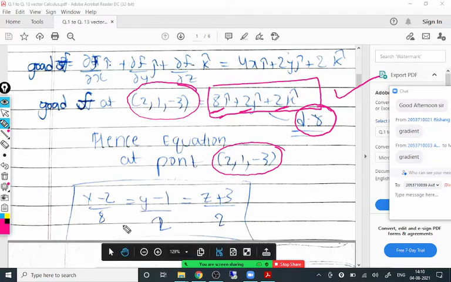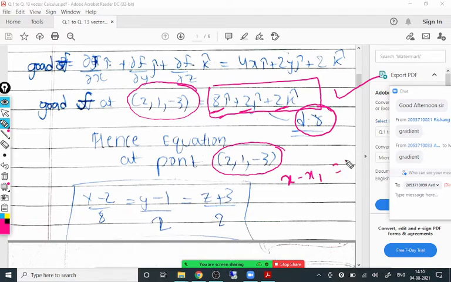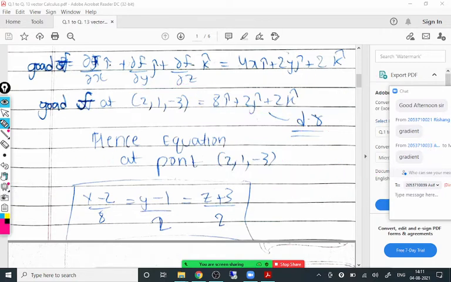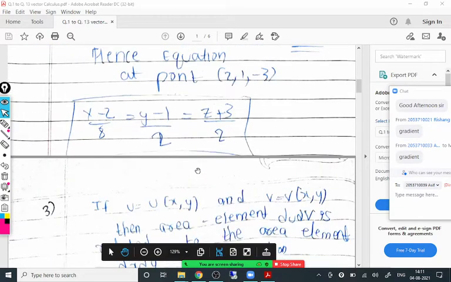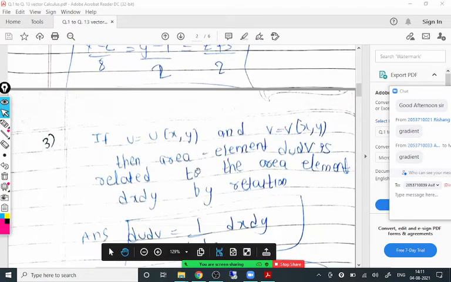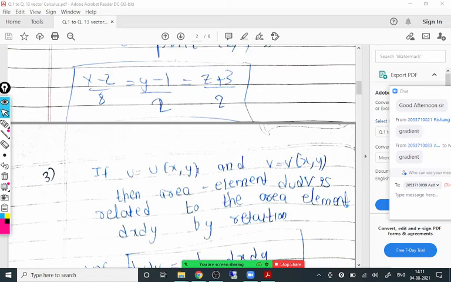The general form is x minus x1 equal to y minus y1 equal to z minus z1, where x1, y1, z1 is the passing point and a, b, c are the direction ratios. So that is the equation of a straight line passing through the point x1, y1, z1 and having direction ratios a, b, c. That's all, so the answer is correct. That's good. So I'll come to question 3 now. Let me just see the question.